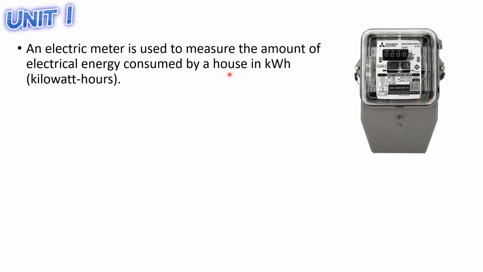An electric meter is a device used to measure the amount of electrical energy consumed by a house. The consumers are the people who are using the house. Since you're using electrical energy, you use an electric meter to measure how much electrical energy is used. Electrical energy is expressed in kWh, that is kilowatt hours. So how much is a kilowatt hour? 1 kilowatt hour means for every hour you consume 1 kilowatt.